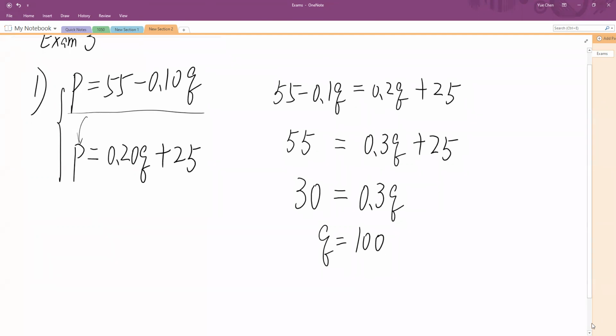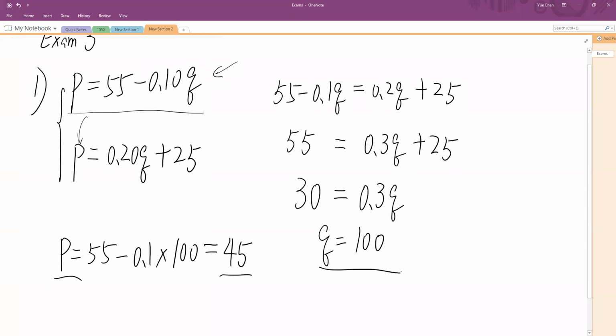Then what is the price? Then you can just plug it into any one of the equations, right? For example, we plug it into the first equation. So P is equal to 55 minus 0.1 times 100. So this is $45, right? This is called the equilibrium price. So this is your answer. P equals 45 and Q equals 100. So this is the first example.